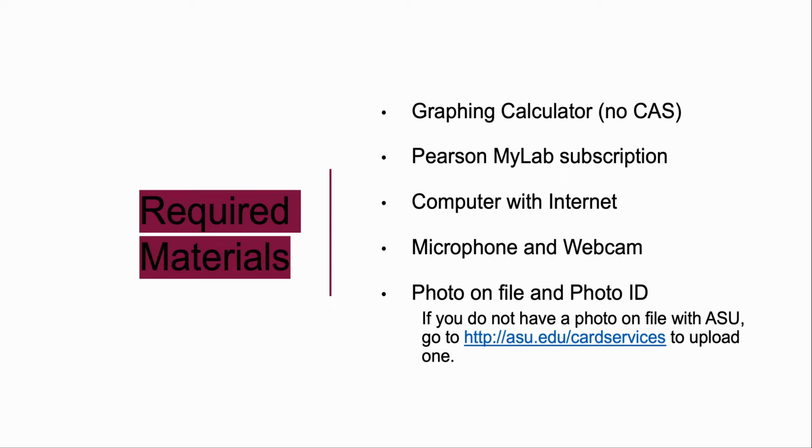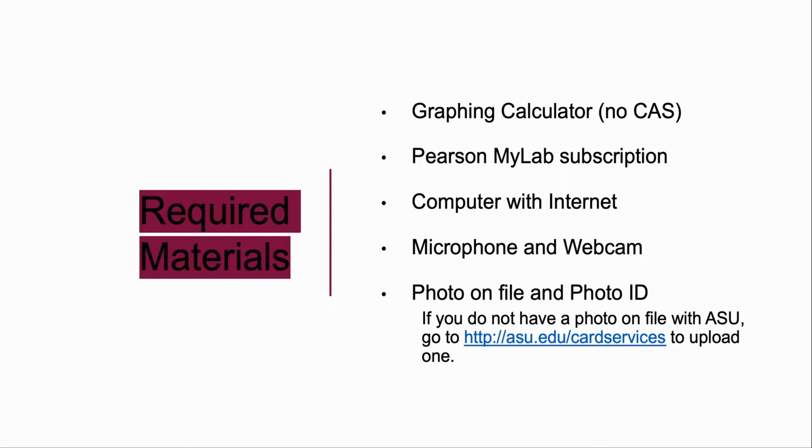Required materials for the class include a graphing calculator. You do need to have a model that does not include CAS, a computer algebra system. Several highly suggested models are listed in your syllabus. You do need a Pearson MyLab subscription. In just a moment, I'll describe how to take advantage of a low-cost option through ASU.